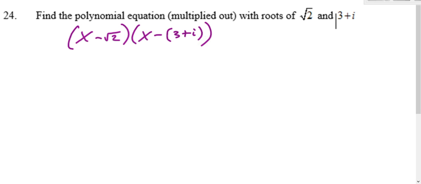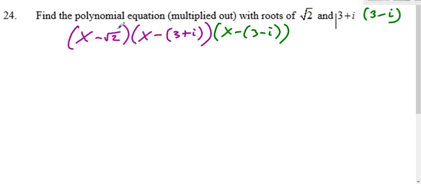There's also something we talked about this year that said that whenever you have an imaginary root or an irrational root, they always happen with their conjugate pair. So 3 plus i always is going to happen with 3 minus i. If 3 plus i is a root, so is 3 minus i. So because we know 3 plus i, we also know x minus, 3 minus i, is also a factor.